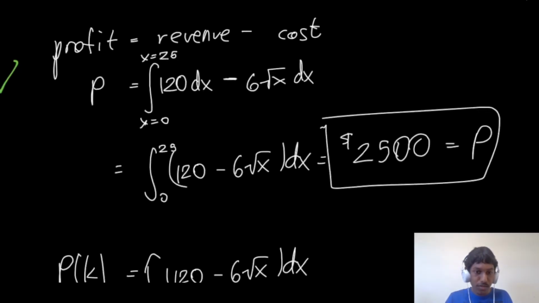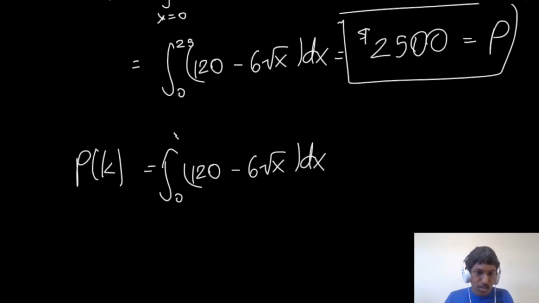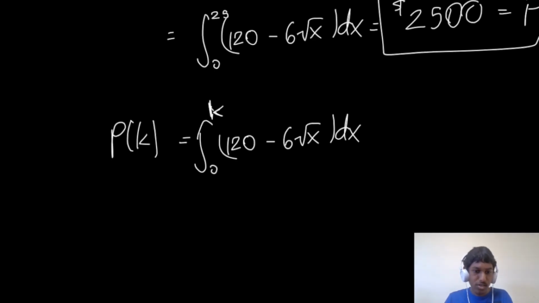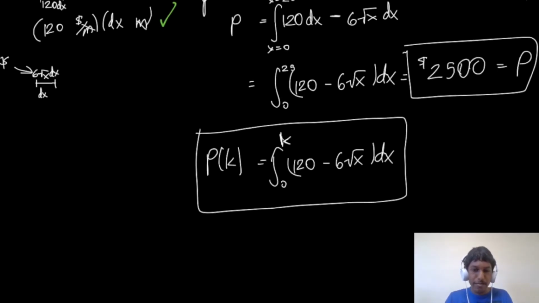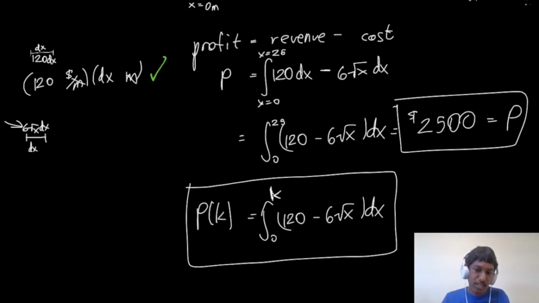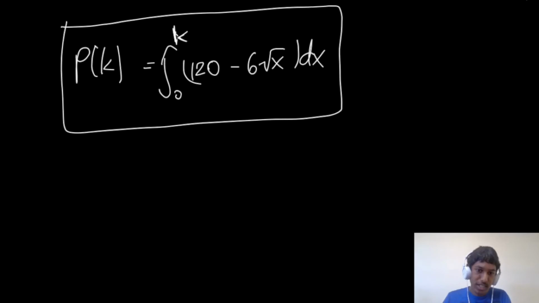And so if you want to find a K meter cable, you have to put a K on the top, right? And so this would be your generalized equation for the profit of a cable of length K. And you can, of course, simplify this a little bit, do some integration here, where you get 120K and then subtract this definite integral.